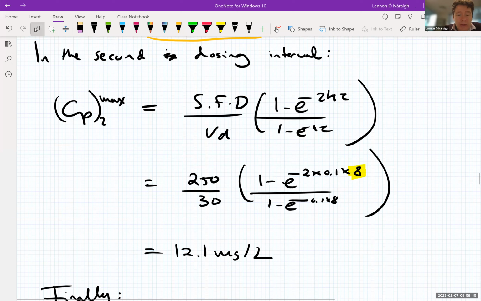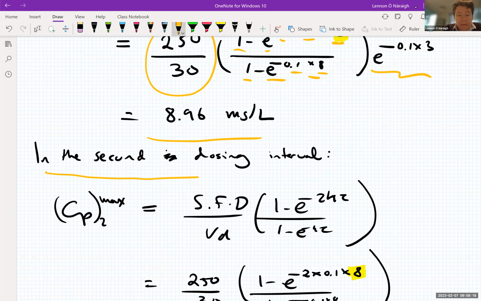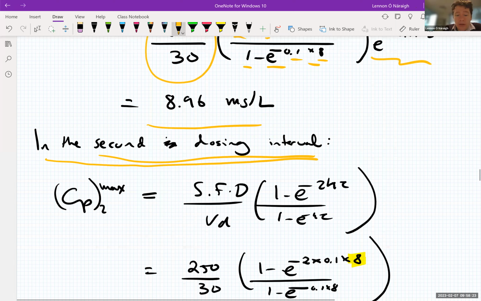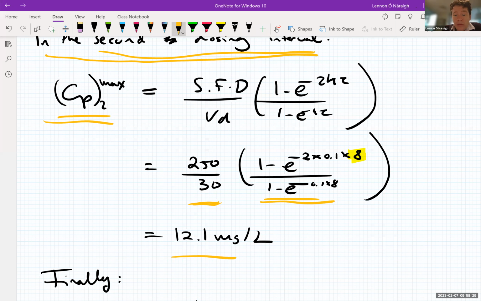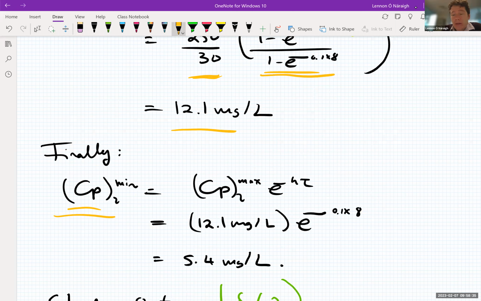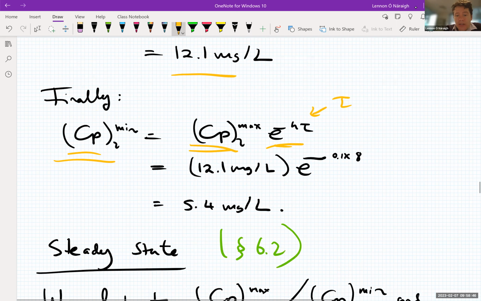We also want to look at the maximum plasma concentration in the second dosing interval, and we've already done that. It's the formula for Cp max 2. We fill in the numbers and it works out as 12.1 milligrams per liter. We also want Cp min 2, the minimum plasma concentration during the second dosing interval. That would be Cp max 2 hit with the exponential factor, where now tau is the dosing interval. So this is the 12.1 milligrams per liter hit with e to the minus 0.1 times 8 hours, and this is 5.4 milligrams per liter.